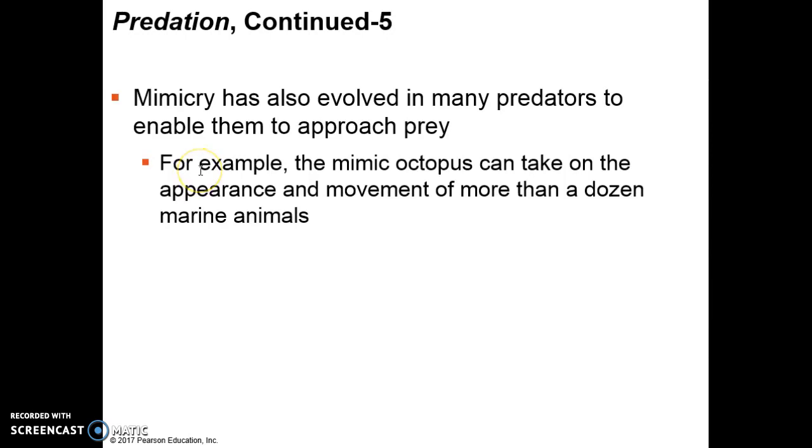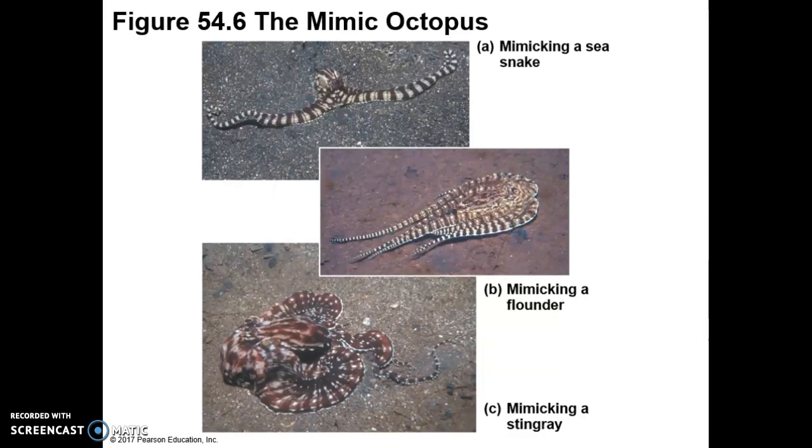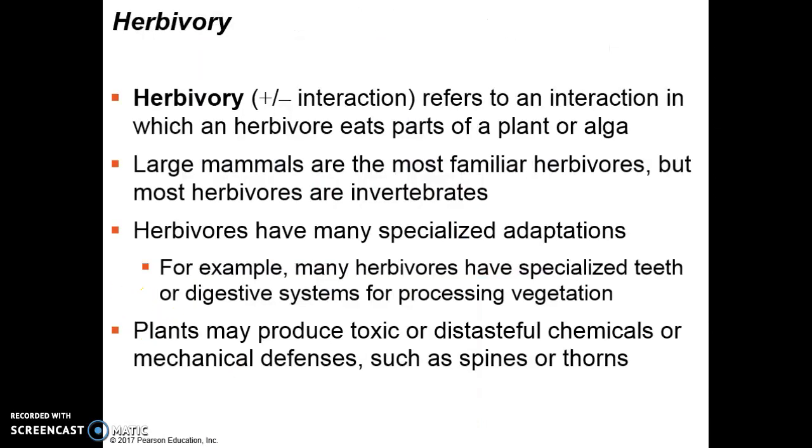It's also involved in many predators to help them approach prey. Check out these pictures of this mimic octopus on the next slide. When it's hunting a sea snake, it looks like a sea snake. When it's hunting a flounder, it makes itself look like a flounder. When it's hunting a stingray, it folds itself up and makes itself look like a stingray. So mimicry isn't just something that we see in prey, we also see it in predators as well.